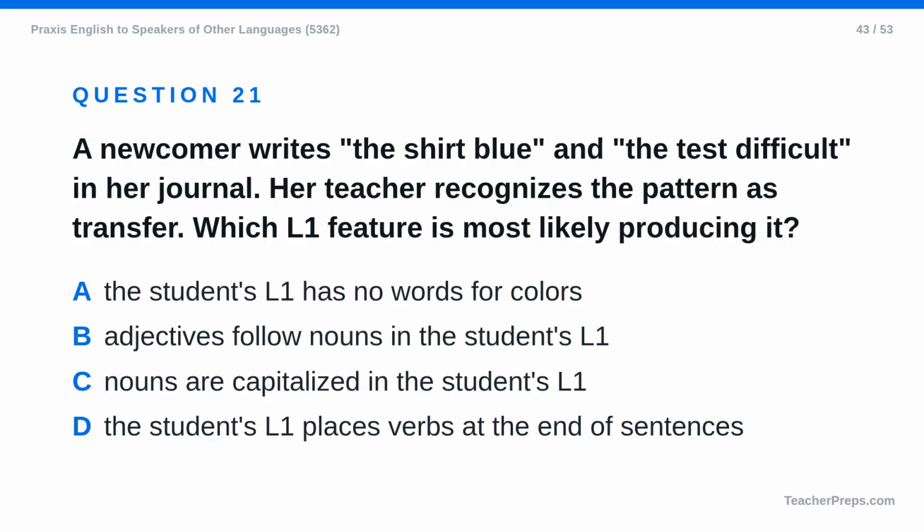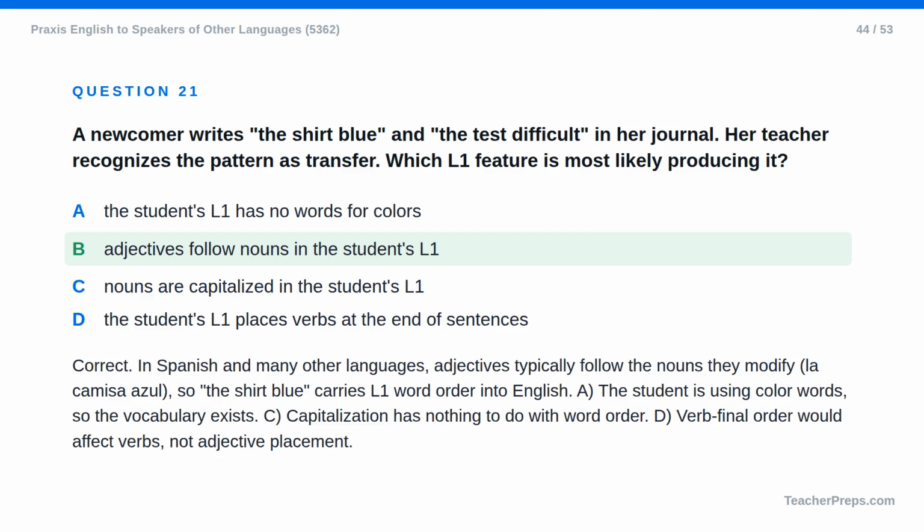Question 21. A newcomer writes, "The shirt blue," and "the test difficult" in her journal. Her teacher recognizes the pattern as transfer. Which L1 feature is most likely producing it? Pause the video and select the best answer. The correct answer is B. Adjectives follow nouns in the student's L1. In Spanish and many other languages, adjectives typically follow the nouns they modify, la camisa azul, so "the shirt blue" carries L1 word order into English.